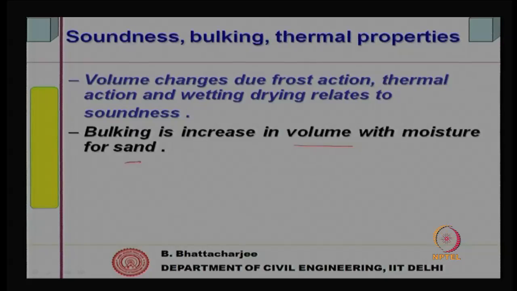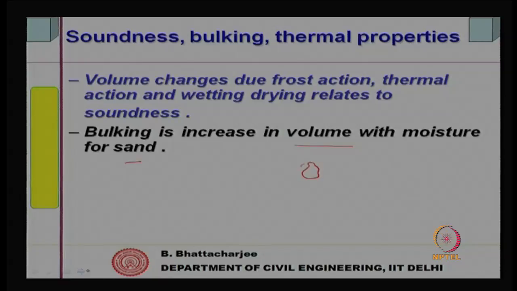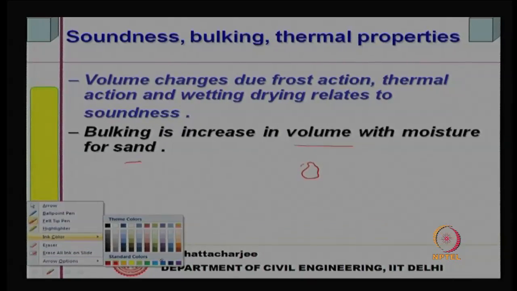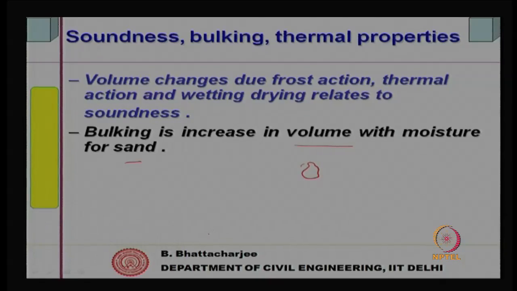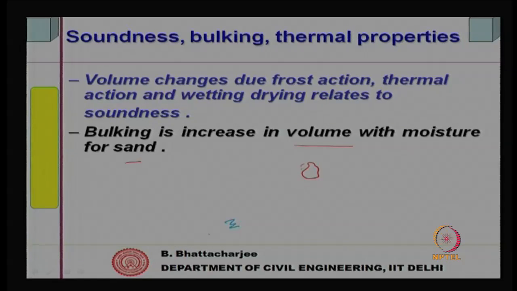Bulking is increase in volume with moisture for sand, it is only for fine particles, because sand particles can absorb moisture in the surrounding, in their outside periphery, right. Now, when it absorbs moisture, its effective size increases. So, initially there will be pushing of the particles, but a time comes when all this water collapses and the particles then come close to each other.